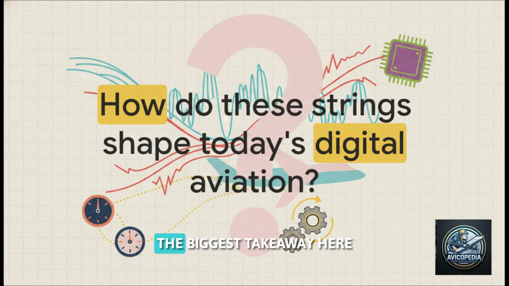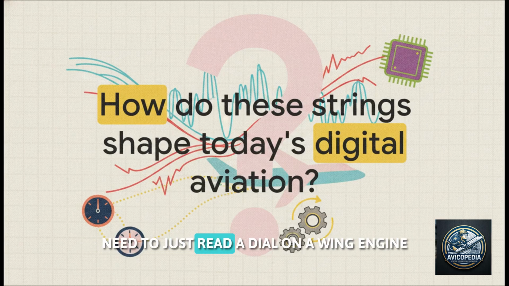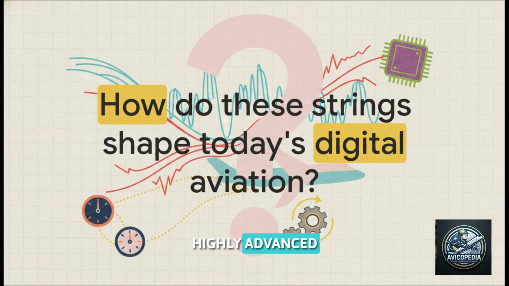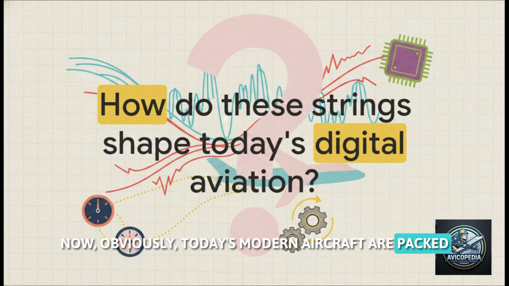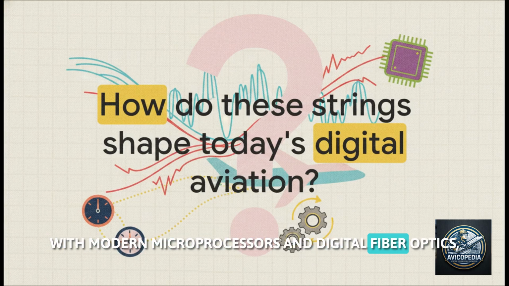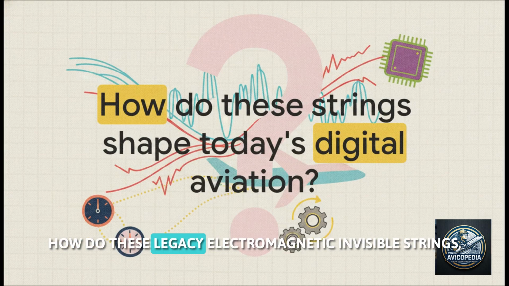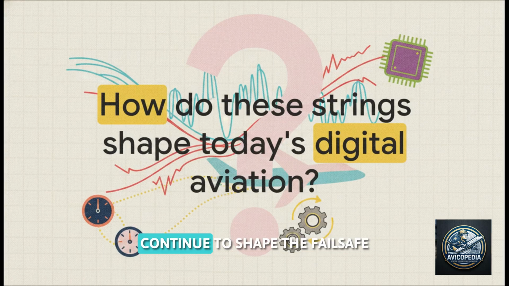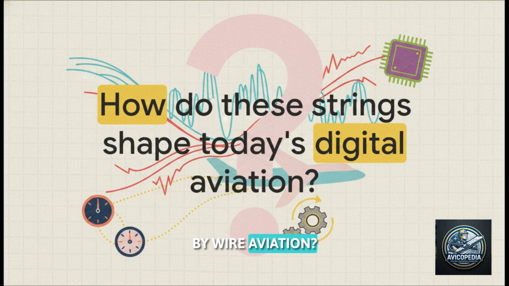So, wrapping this all up, the biggest takeaway here is this. What started as a desperate mechanical need to just read a dial on a wing engine evolved into an incredibly elegant, highly advanced network of electromagnetic communication. Now, obviously, today's modern aircraft are packed with modern microprocessors and digital fiber optics, but it leaves us with a really compelling question. How do these legacy electromagnetic invisible strings, these foundational principles of nulls, resolvers, and mutual induction, continue to shape the fail-safe architecture of today's hyper-digital fly-by-wire aviation?